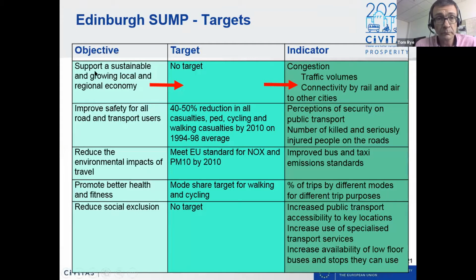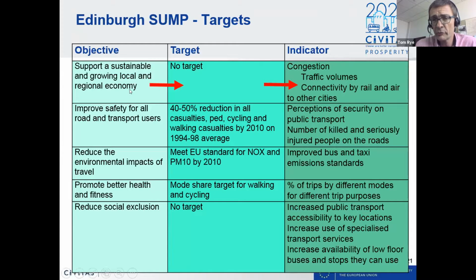Right? So, support a sustainable and growing local and regional economy. That's the objective, the economic growth objective. In this case, no target for that. No target to say how much the economy should grow or how much congestion should reduce as a result of the SUMP. No target because the target is maybe too politically difficult, and also the economy depends on so many things other than transport.